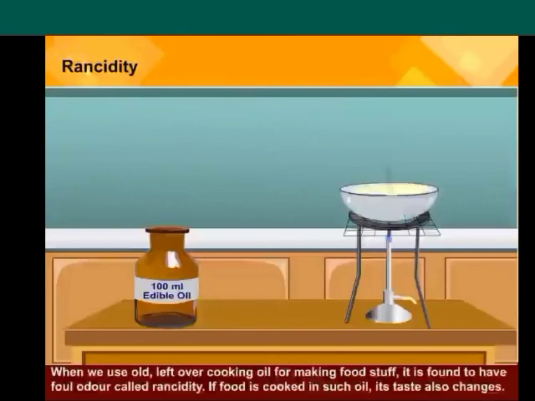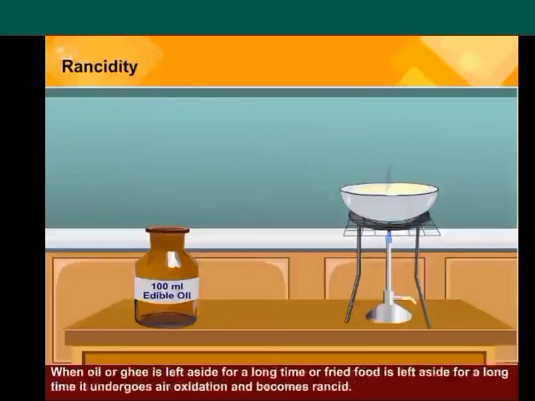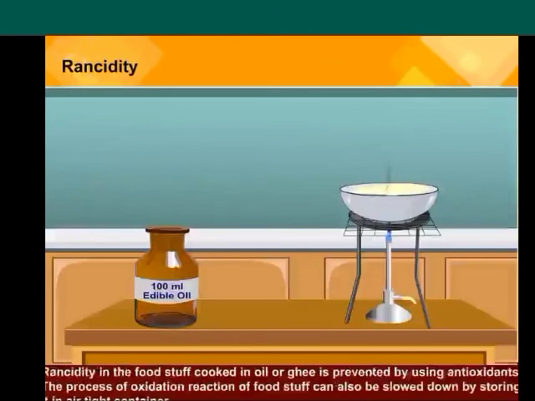Rancidity. When we use old leftover cooking oil for making foodstuff, it is found to have a foul odor called rancidity. If food is cooked in such oil, its taste also changes. When oil or ghee is left aside for a long time, or fried food is left aside for a long time, it undergoes air oxidation and becomes rancid. Rancidity in the foodstuff cooked in oil or ghee is prevented by using antioxidants. The process of oxidation reaction of foodstuff can also be slowed down by storing it in an airtight container.